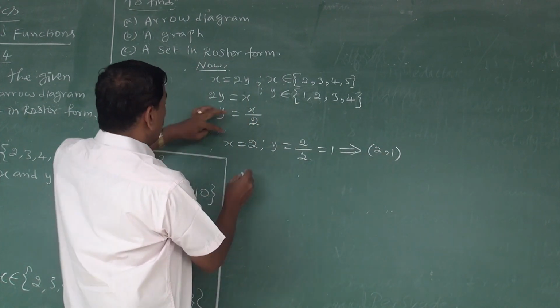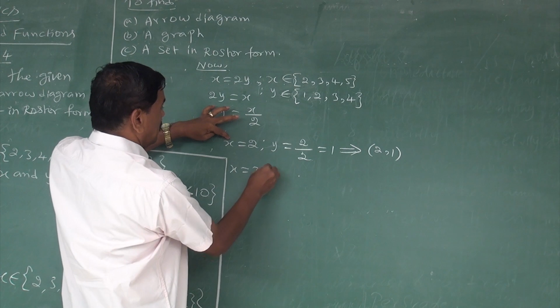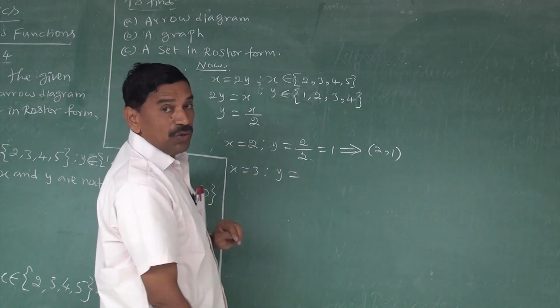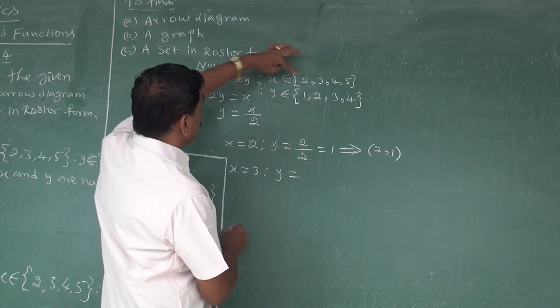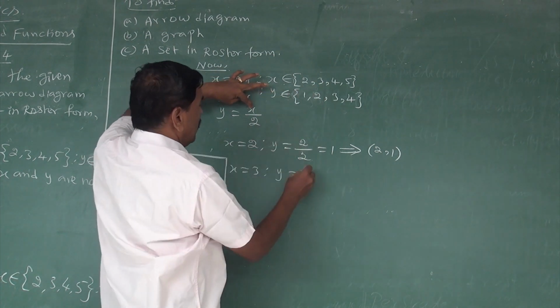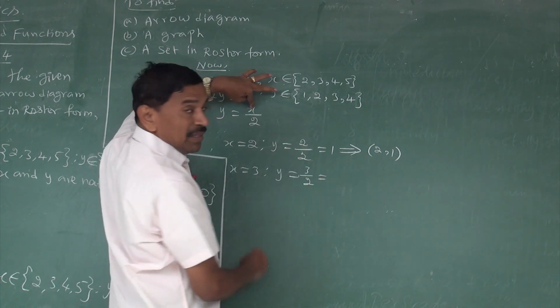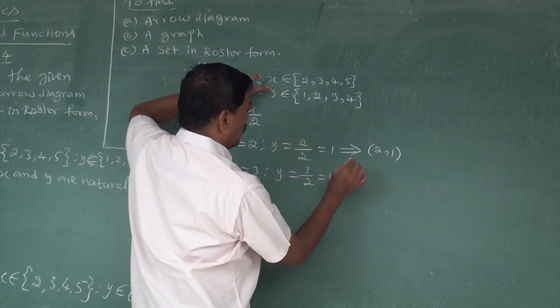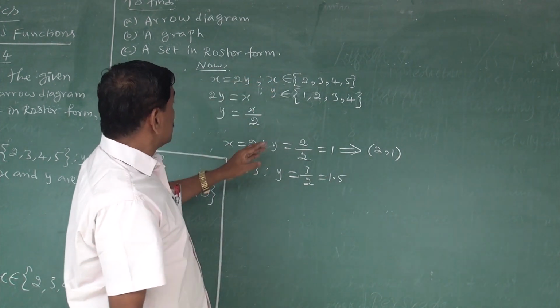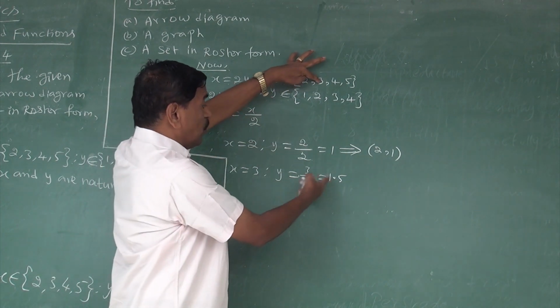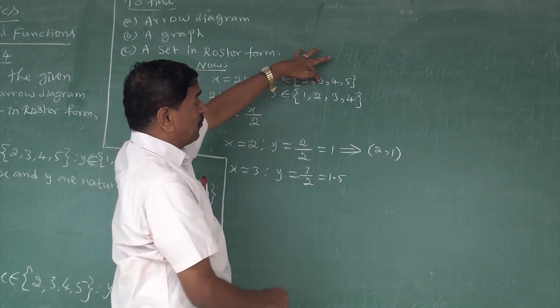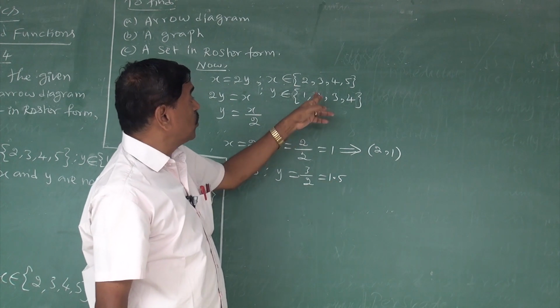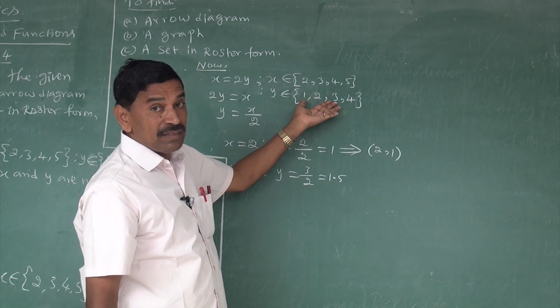Okay. Next, when x is equal to 3, such that y is equal to, anyone? Yes. When x is equal to 3, y is equal to 3 by 2. 3 by 2 is equal to 1.5. Now see, when x is equal to 3, y is equal to 1.5. 3 by 2 is equal to 1.5. Whether 1.5 belongs to y values?